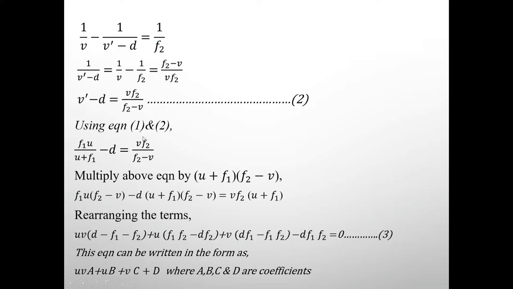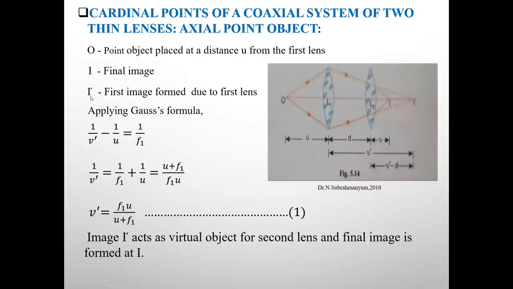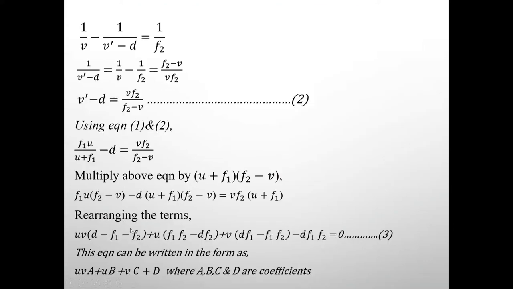Equation second. Using equation first in the second, at the place of V dash we can write F1U upon U plus F1. So F1U upon U plus F1 minus D is equal to VF2 upon F2 minus V. So multiply the above equation by U plus F1 and F2 minus V. So F1U into bracket F2 minus V, minus D into bracket U plus F1 into F2 minus V, is equal to VF2 into U plus F1.